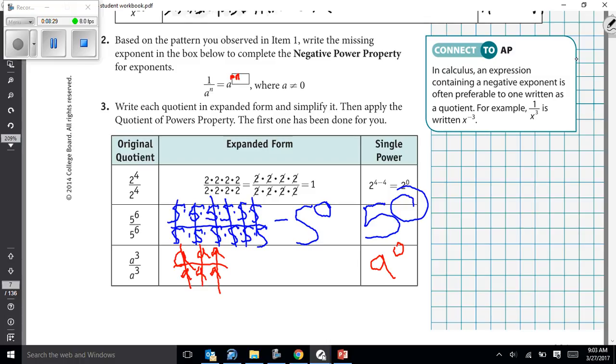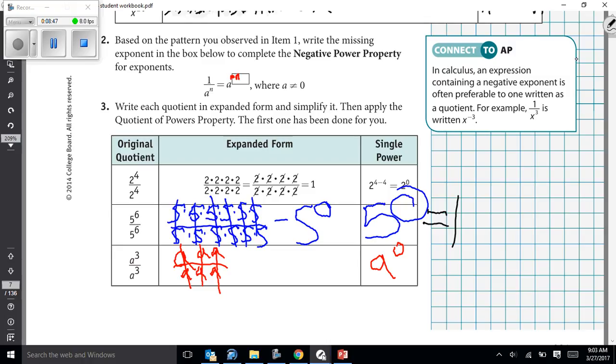So 5 to the 6th is a number divided by 5 to the 6th. What are we left with? A number divided by itself is always 1. So 5 to the 0 power is also 1.